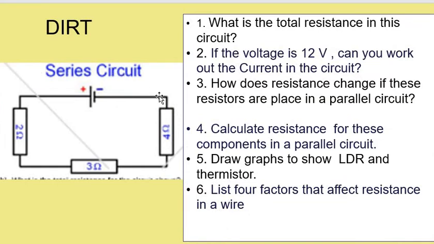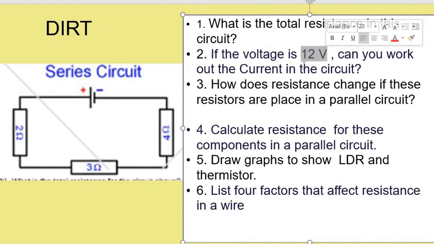Right, so here is a series circuit, and we have 3 resistors. Do you remember what you do? Okay, so what is the total resistance of the circuit? You should be able to add these three together. If the voltage was 12 volts, can you work out the current?